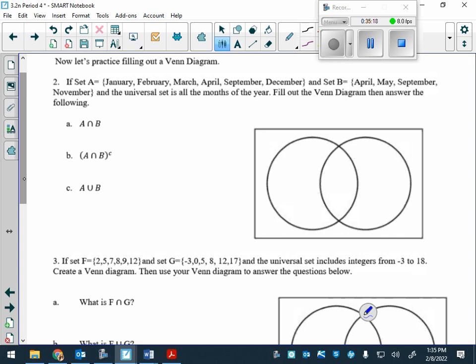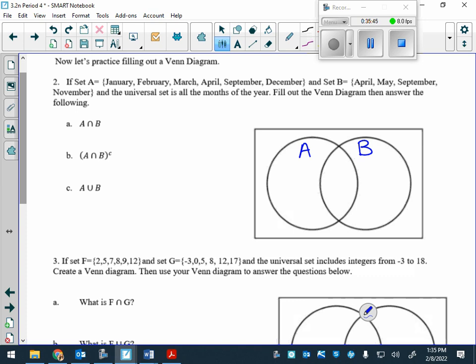We have 2 sets, set A and set B. Set A contains January, February, March, April, September, and December. Set B contains April, May, September, November. The universal set, so this whole Venn diagram, has to include all 12 months. Okay?